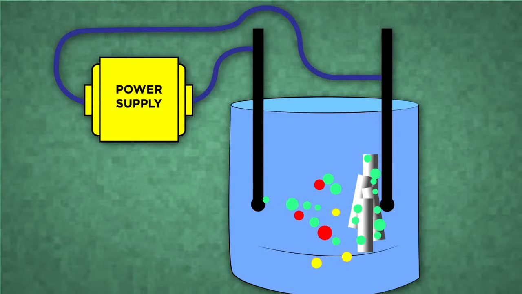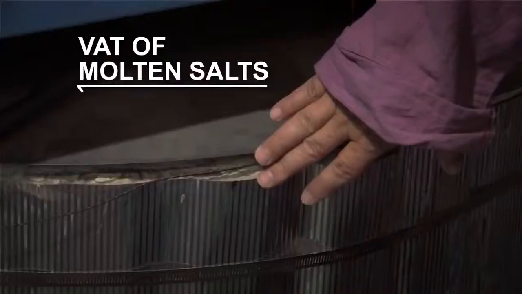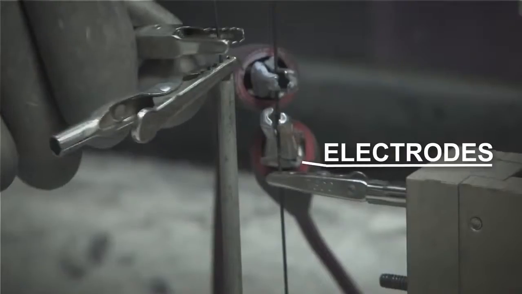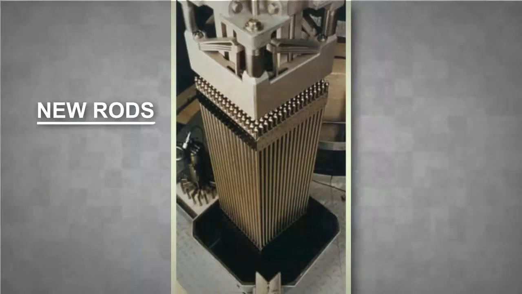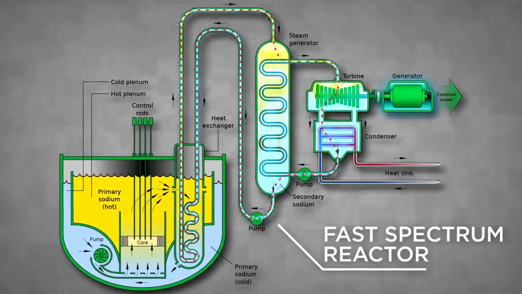The first step is to cut the rods into small pieces. Then you put them in molten salt. After, you run an electric current to separate the uranium and transuranic elements from the waste. You then put the newly recycled products into a fast spectrum reactor. After the recycled waste is used, instead of taking several thousands of years to decay, it will only take around 500 years.